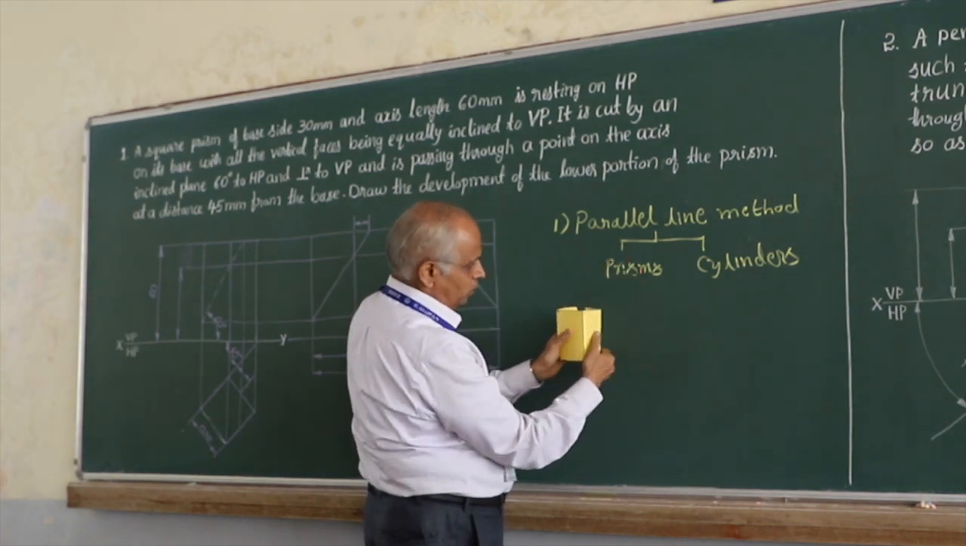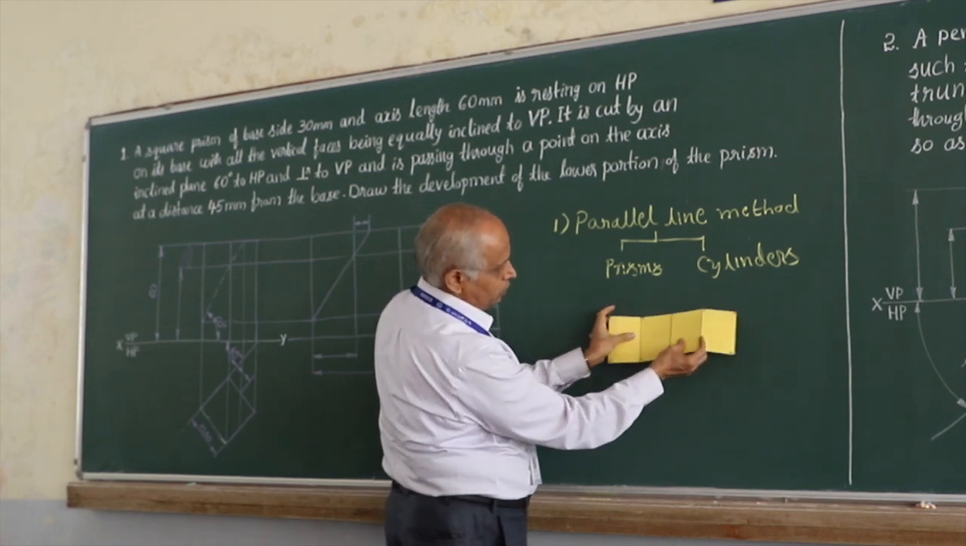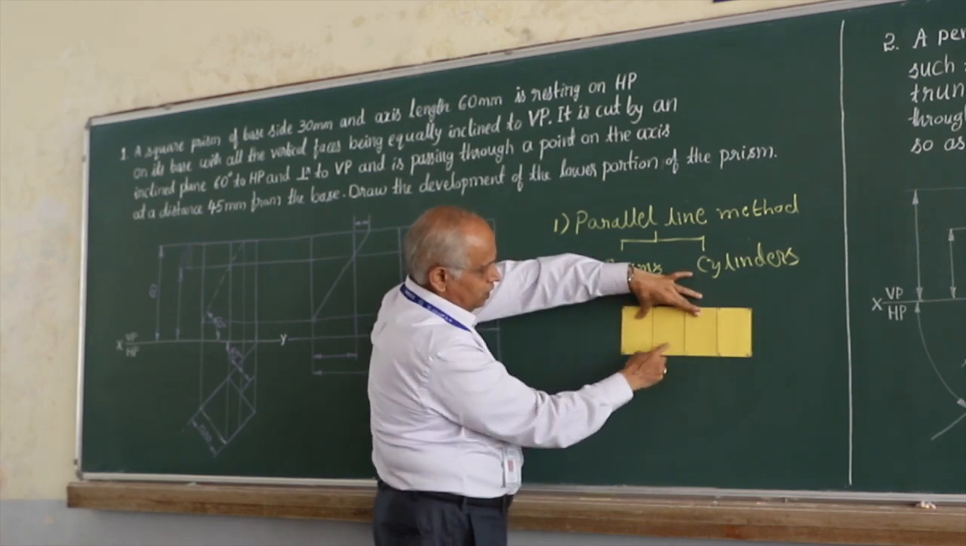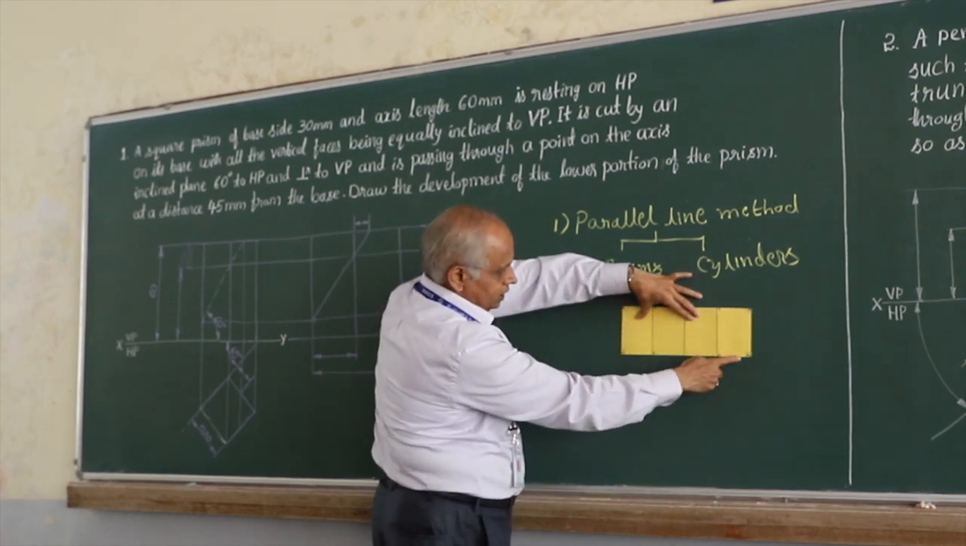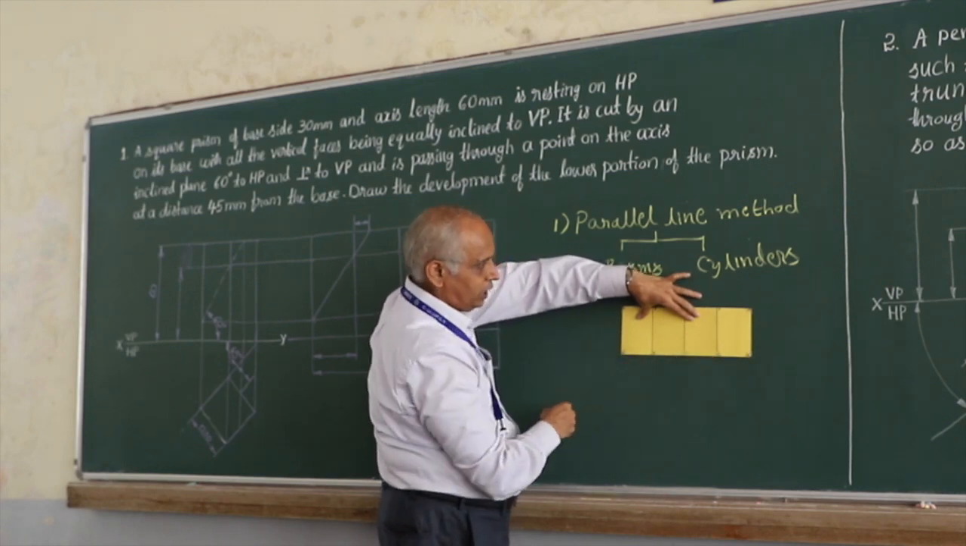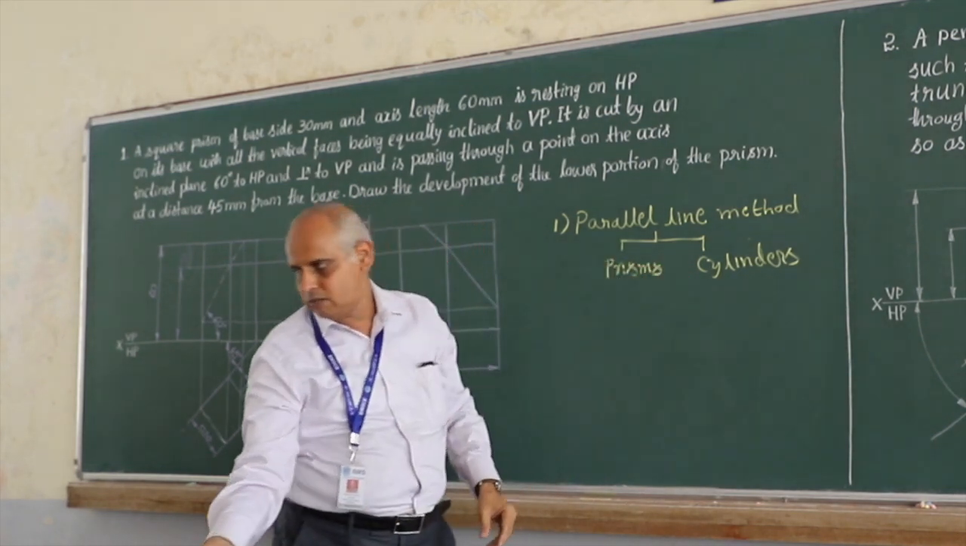So what you need to do is draw the front view, and adjacent to the front view you just open out the solid. Remember these are the folding edges AA1, BB1, CC1, DD1, AA1, and this is nothing but the perimeter of the top view, meaning 4 times the side of the square prism. This is an example of the parallel line method.